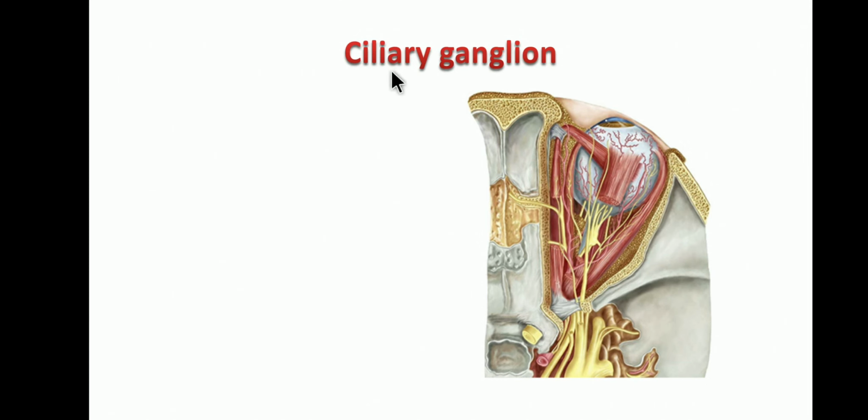So finally we will discuss the ciliary ganglion. It is a peripheral parasympathetic ganglion situated in the orbit. Where is it situated? Near the apex of the orbit, between the lateral rectus muscle and the optic nerve. It is mainly related to the oculomotor nerve.